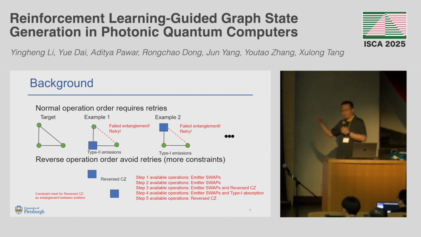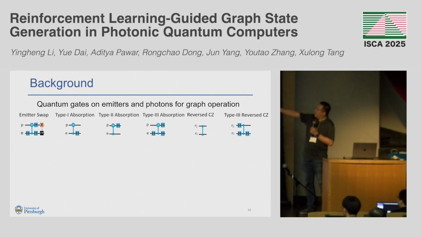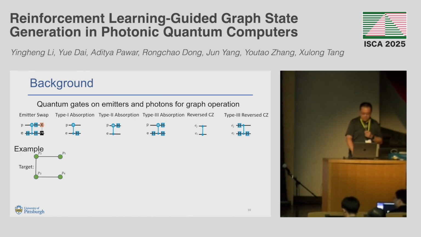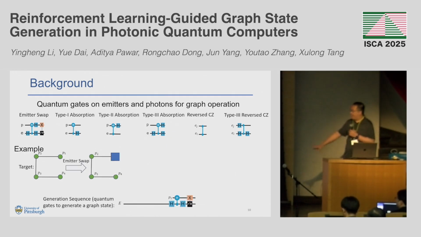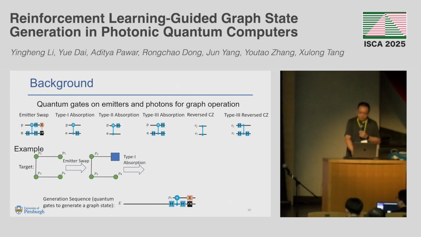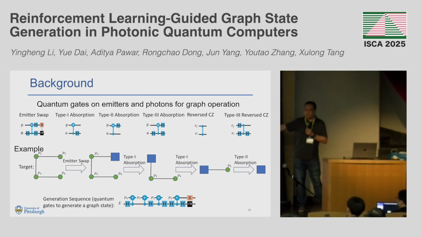In generation, it's still in the in-order sequence once we have the order identified. All right, so basically, according to those 6 operations, these are the gates you apply to the emitter or the photons to realize that operation there. And let's put it all together as a simple example. If this is a target graph, we have an emitter swap here that will add a bunch of gates here to the emitter and the photon there. And then you have type 1 absorption, which will add another part there, and so forth. So at the end, that is the generation sequence of the target graph state.